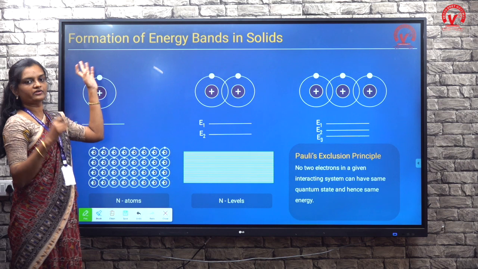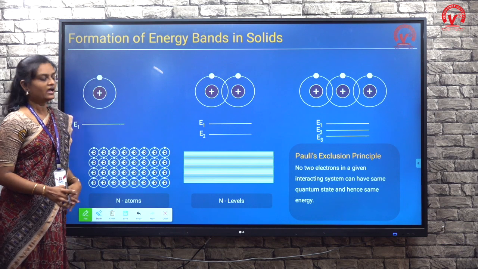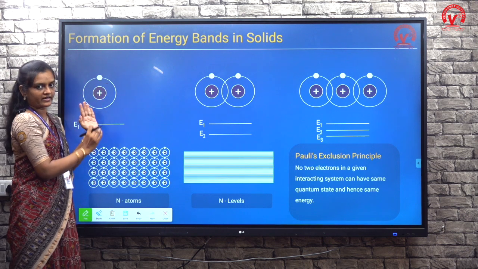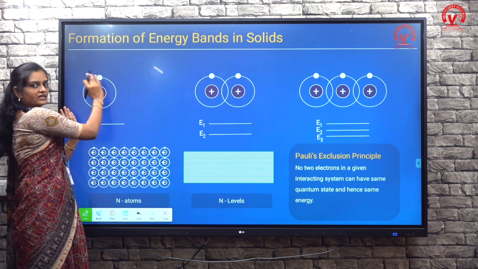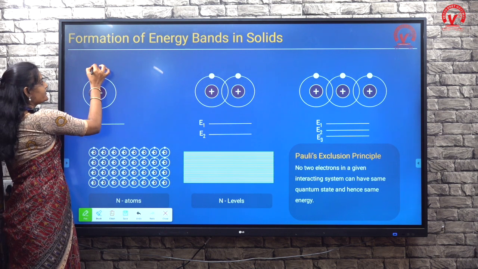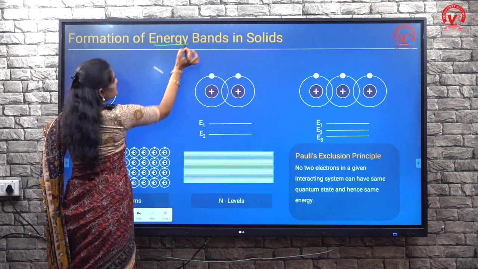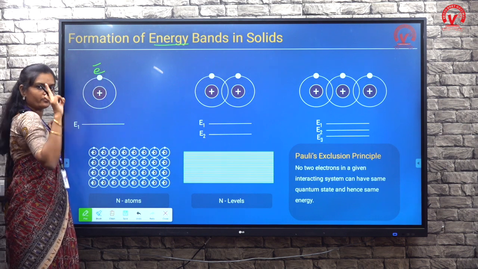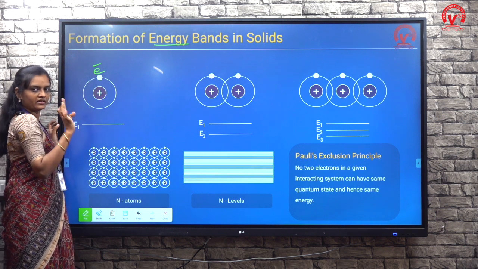Now we are going to go inside the topic: formation of energy bands in solids. This is an atom, an isolated atom. One atom consists of a nucleus, with an electron revolving around it. This electron has the energy level E1. And we are going to see the energy level band for a solid material. I am taking only one atom here, and this electron possesses the energy level E1.